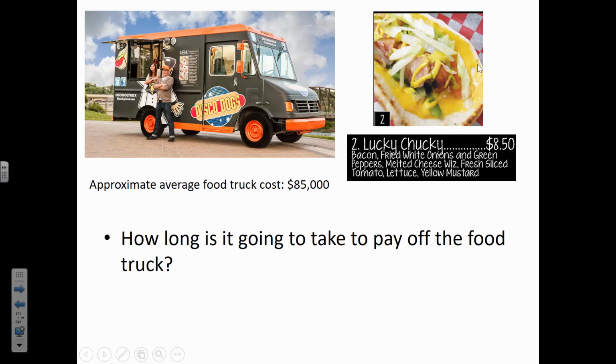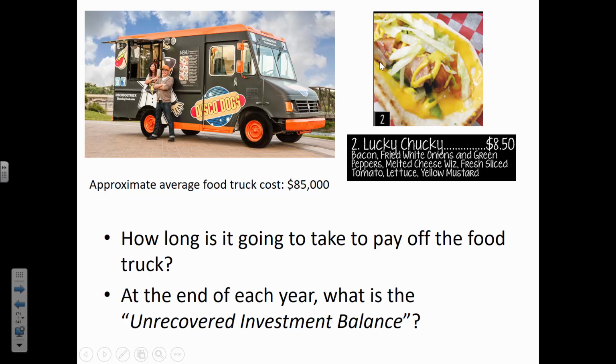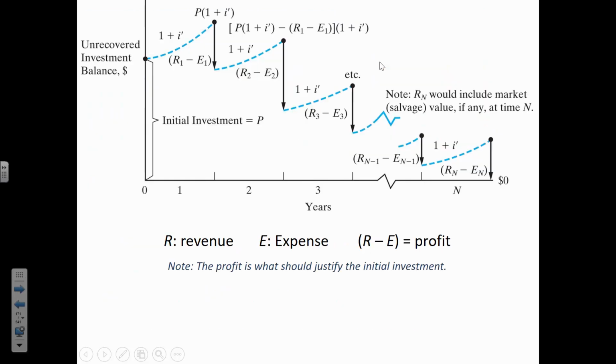the question is, how long is it going to take you to pay off the food truck when you have a certain amount of revenue coming in each year? You've got this lump sum outflow, and when you have money out that you haven't yet recovered profits on, that's called unrecovered investment balance. So what we want to do in this activity is calculate at the end of each year what's the unrecovered investment balance.